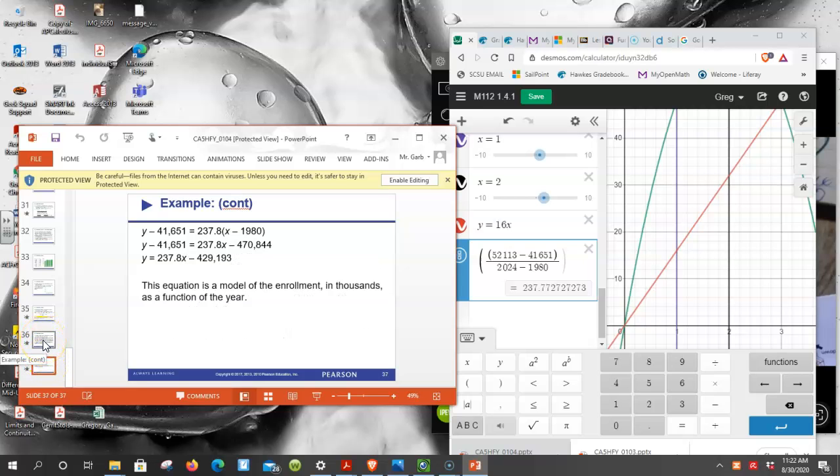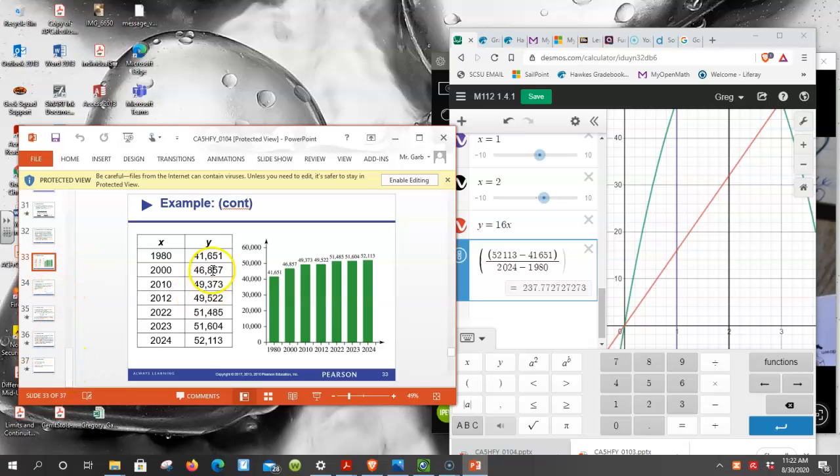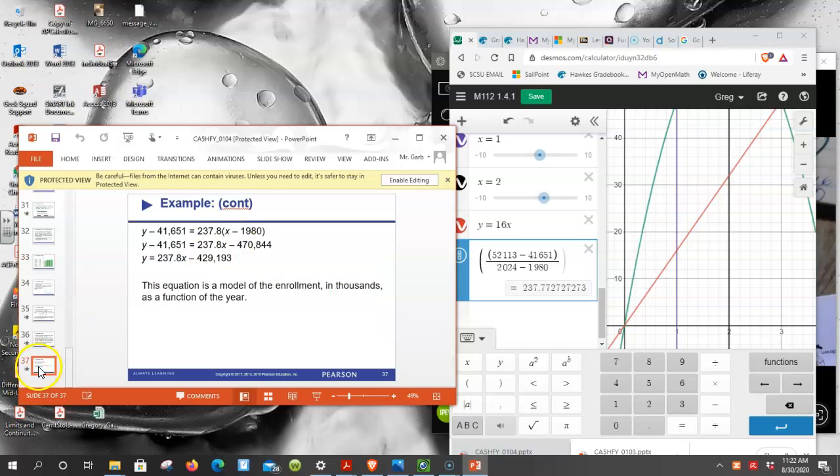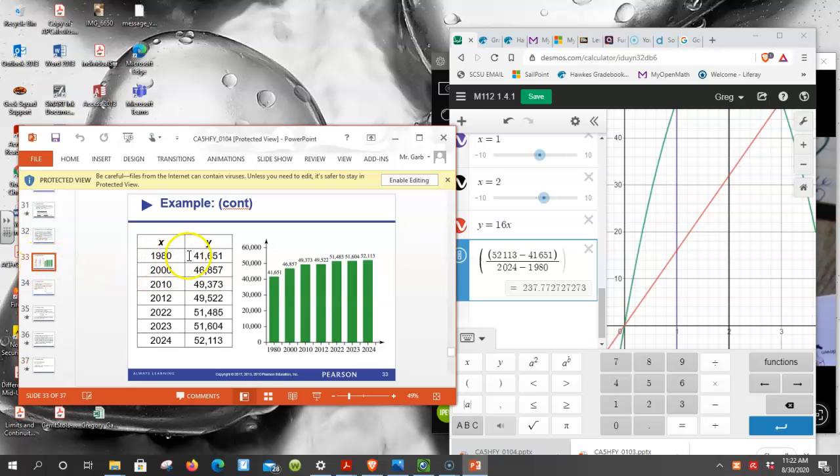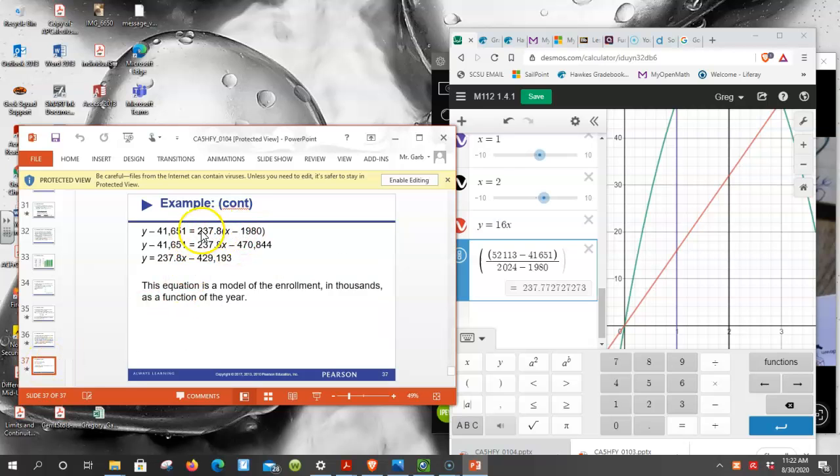point slope form. So you could do this using point slope form. You can use any point you want. So my advice, this is the case where you want point slope form. So y minus y1, you could pick any number from here you want. You can just choose the first one, y minus 41,651 equals m, 237.8, we just found out, times x minus x1. So you have to use the x1 that goes with 41,651, which is 1980. And if you multiply that using the distributive property, this is what you would get.